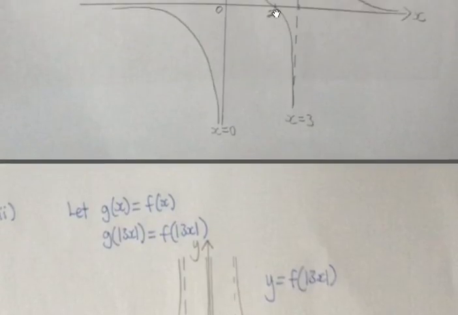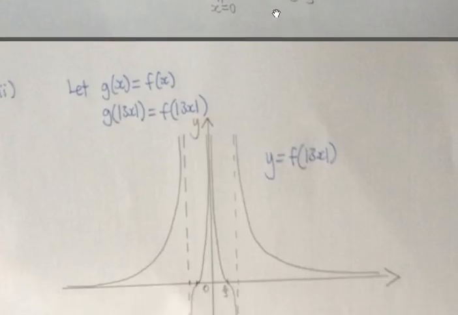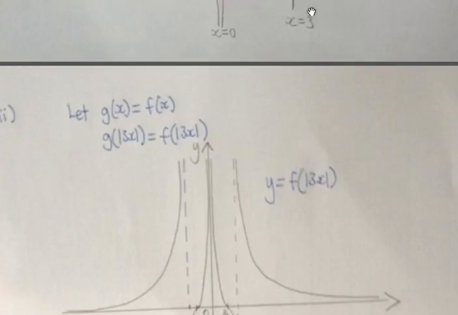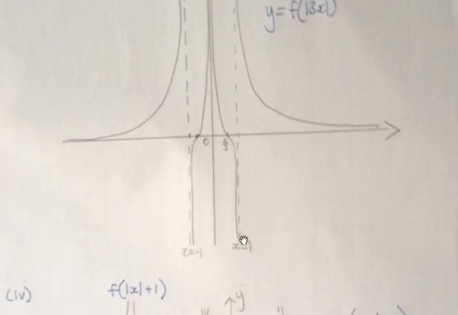Therefore, the x-axis intercept of 2, we'll need to take 1/3 of it. So the intercept here will be 2 out of 3. Similarly, the asymptote of x equals 3, we need to scale down by 1/3, and therefore this becomes x equals 1.